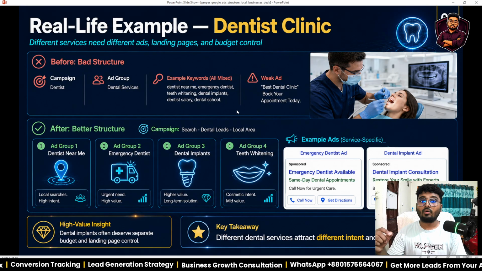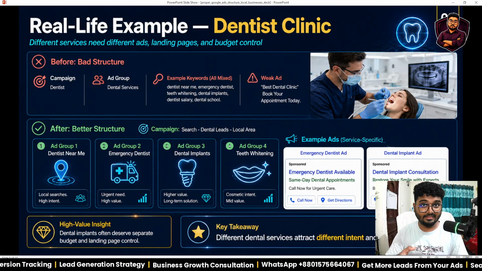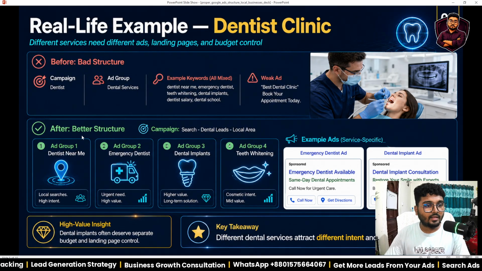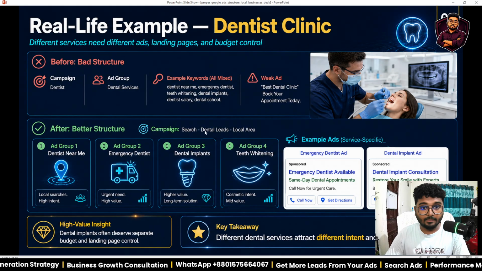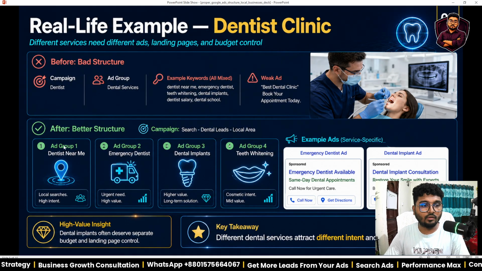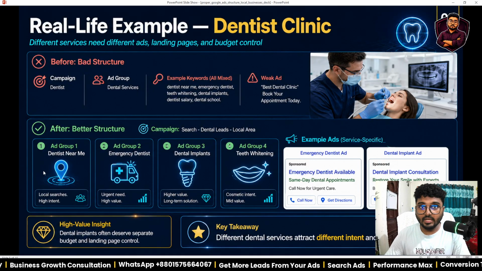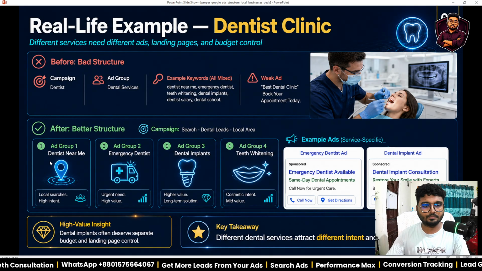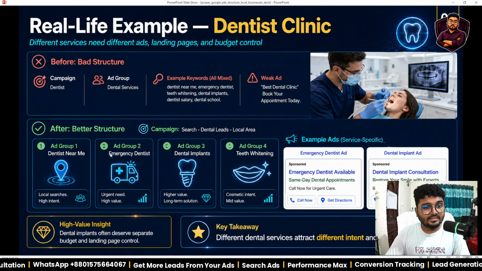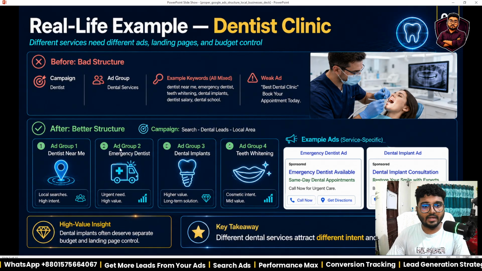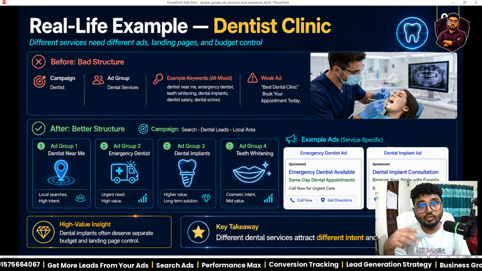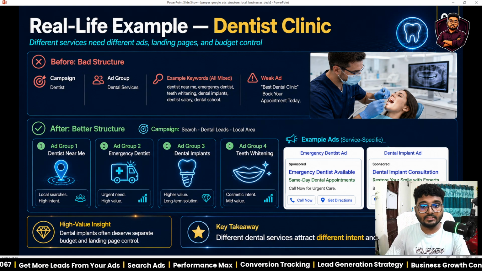So what does a good structure look like in this dental niche? Better structure: the campaign name will be search, campaign type, and my area. Obviously, I will put multiple ad groups in that campaign. Ad group 1, dentist near me, a near me category ad group. Ad group 2, emergency dentist, an emergency category ad group. Ad group 3, dental implants, a problem solution type ad group. And teeth whitening, also a kind of problem solution ad group.